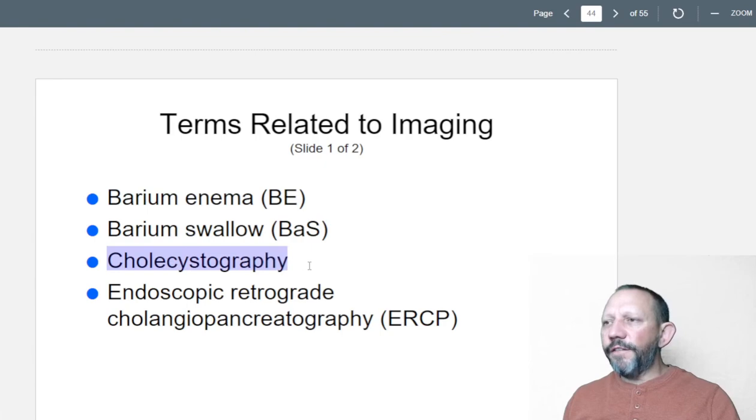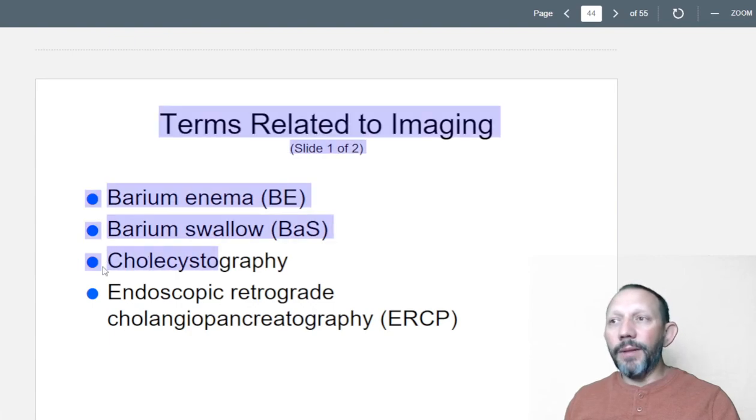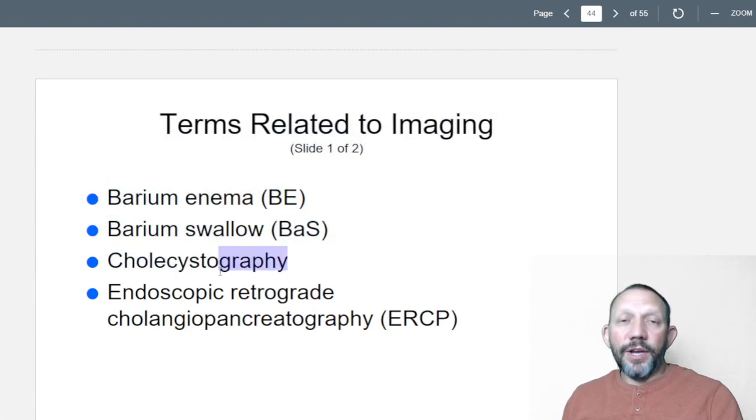The cholecystography. Chole, when we talk chole, we're talking gallbladder; cholecysto, it's gallbladder right there. And graphy means to check it or look at it.